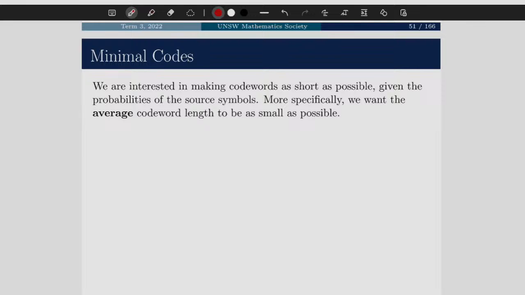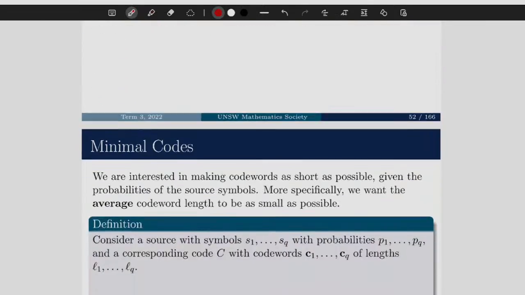Anyway, minimal codes. We are interested in making code words as short as possible. Why? Because it is more efficient, right? So more specifically than just make code words as short as possible is to look at the average code word length, right? Because if that is the smallest that it could possibly be, then we know that we have the minimal code, the most efficient code, right?